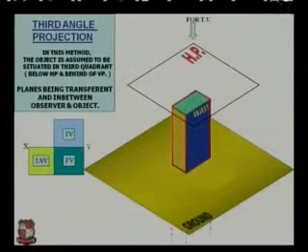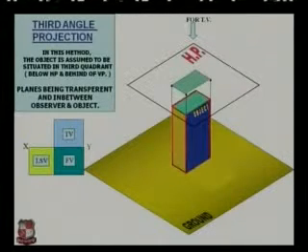The horizontal plane is always kept transparent in the case of the third angle projection method, because when the observer considers the top view, the top view of an object is projected on the horizontal plane, which is transparent.